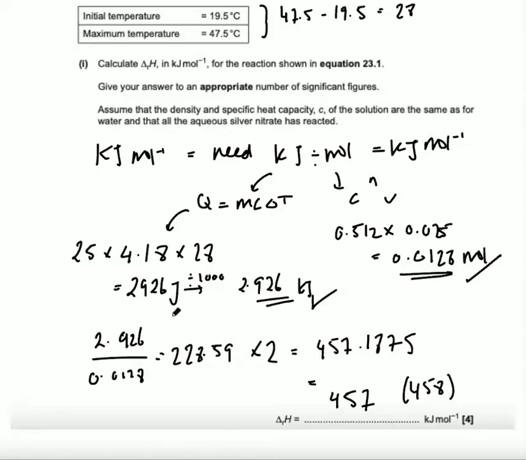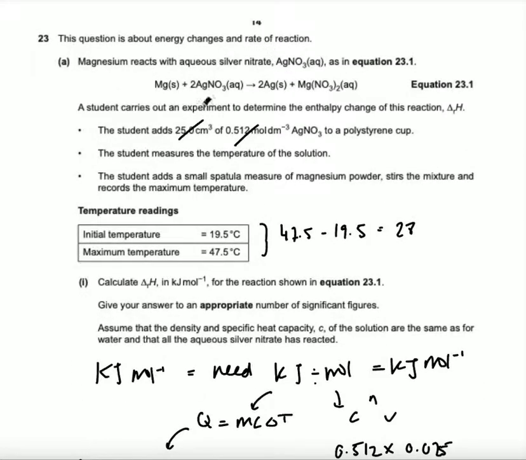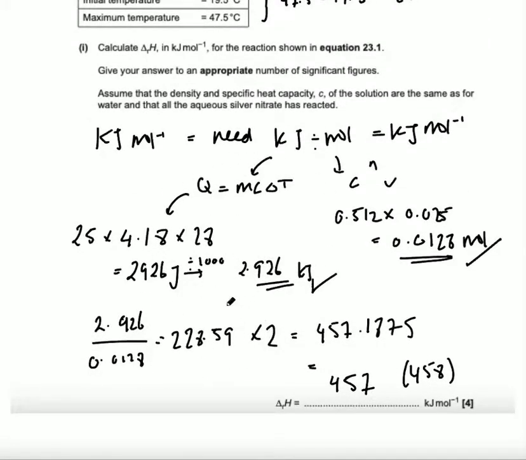So that's our answer. However, this is for this reaction, and we're using it for silver nitrate, because it says over here, assume that all silver nitrate has reacted. We've got 2 moles of silver nitrate over here, whereas this is being used for 1 mole of silver nitrate, so therefore we times by 2, and that gives us 457.1875, and we need to give an appropriate number of significant figures, so we have 457. Some of you might get 458 because of rounding over here, but both are correct, but I would always suggest leave rounding to the last answer, so don't round early on. And this is our answer.